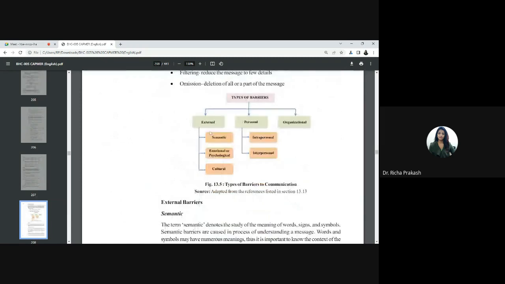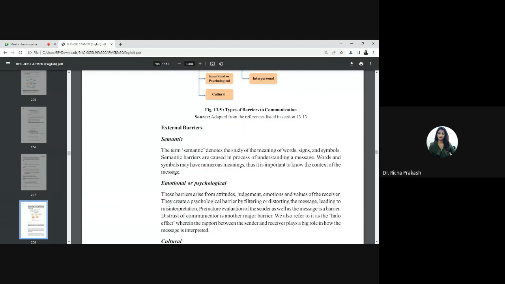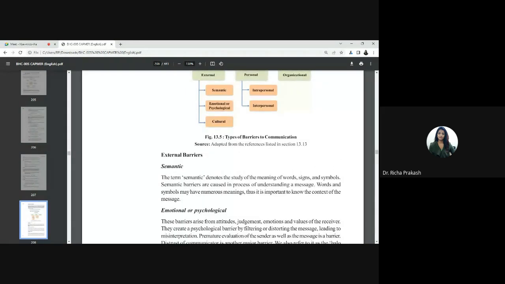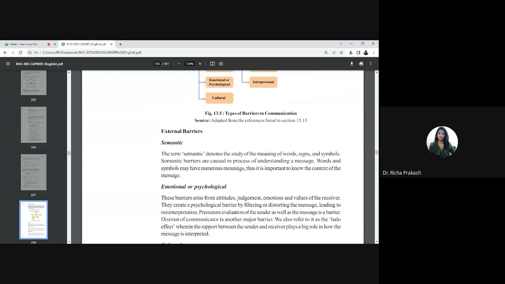Barriers to communication, lots of barriers are there. External में आते हैं semantic, emotional or psychological, and cultural. Personal में intra and interpersonal, and then organizational. Semantic होता है that denotes the study of meaning of words, symbols, and things like that. So it's, as I just said, about knowledge or about some context. The same thing happens with communication also. Not every word or meaning has to be known. So there is a meaning to a word, there is some sign, some symbol.